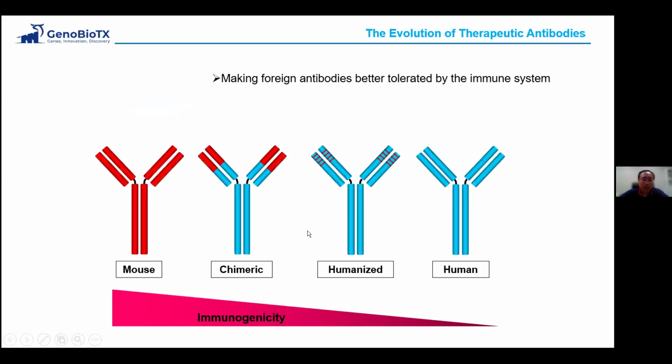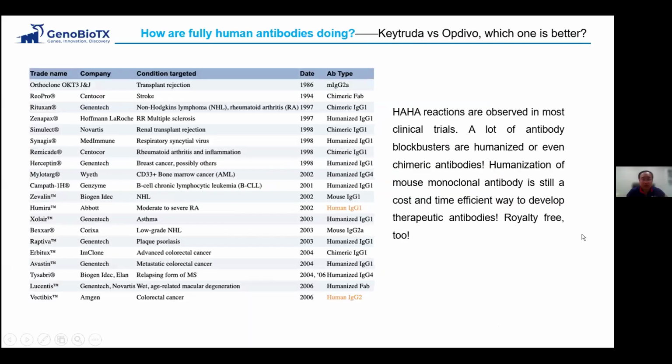Then people tried to humanize, to put more human fragments into the mouse antibody, which led us to develop chimeric antibodies, humanized antibodies, or even fully human antibodies. So the idea of the evolution of therapeutic antibodies is to make foreign antibodies better tolerated by the human immune system, to reduce the immunogenicity of those therapeutic antibodies. Currently, the majority of the approved antibodies are in those two classes, humanized or human antibodies. These are some examples of approved antibody drugs on the market right now.